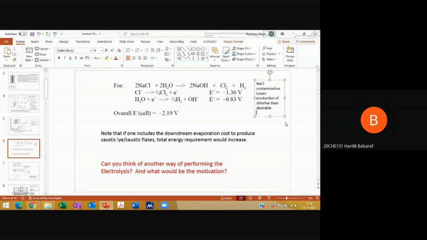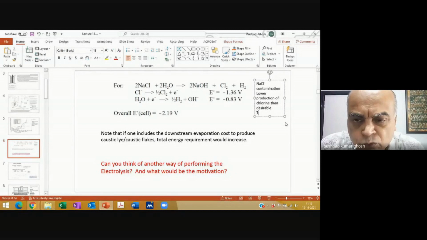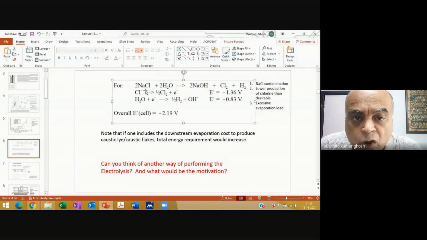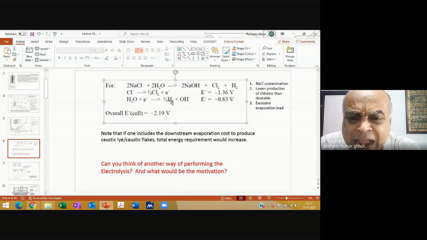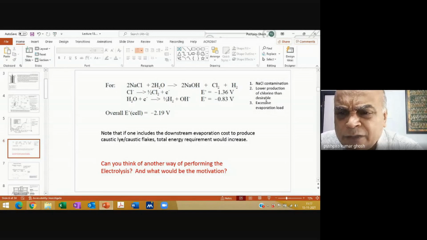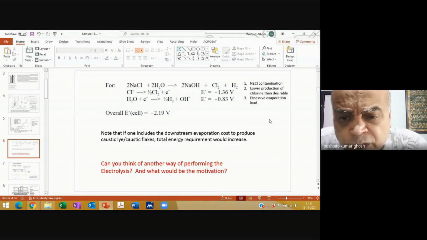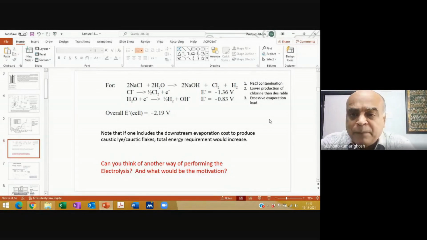What were the other problems? Dilute NaOH is formed. Very good. Excessive evaporation load, right? This is again something so interesting. You make a note of what the drawbacks are, and don't bother about whether you can solve it or not. Nothing prevents you from at least thinking about a solution. Whether you'll be able to come up with a solution or not, that's a different matter. But people realized and they said, we must try to improve the process so that these problems are overcome.